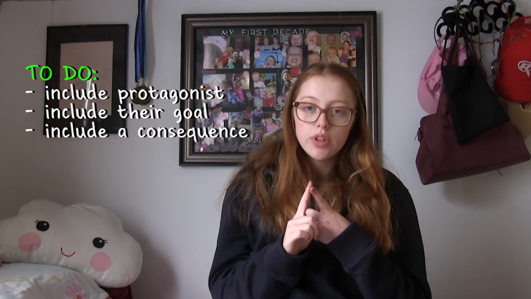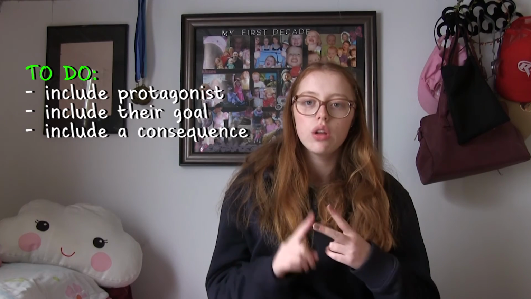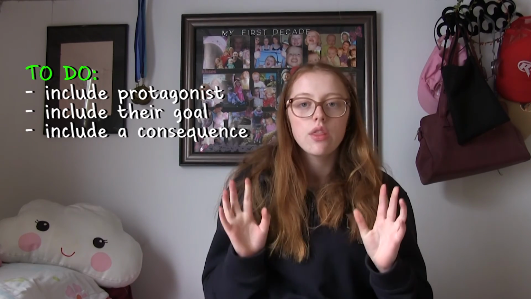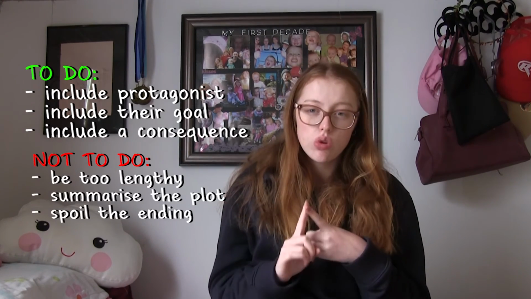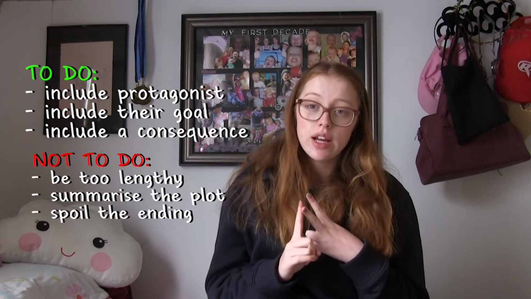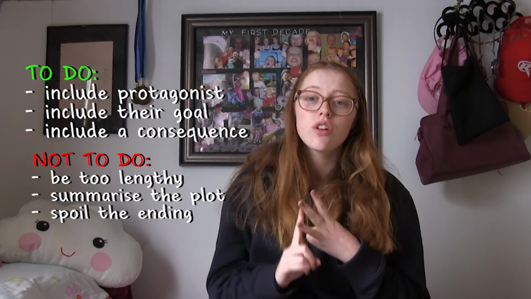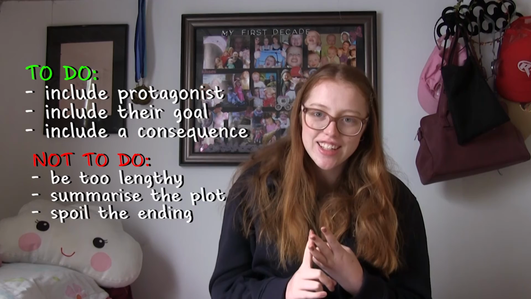Have a go at using this formula for your own student film and see how it goes. Play around with it. Don't just stop with one. Make as many loglines as you can and choose the one you think works best. In conclusion, things to do. Include protagonist, include their goal, and include a consequence. Things not to do is be too lengthy, summarize the entire film, and do not spoil the ending, please.